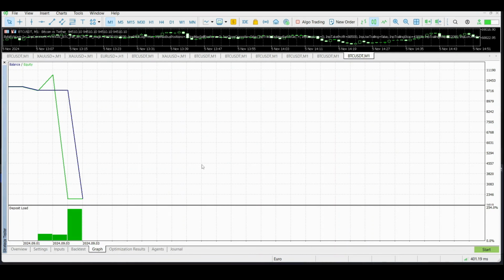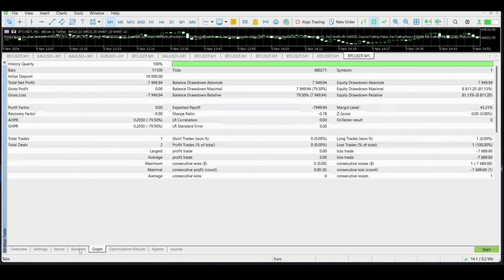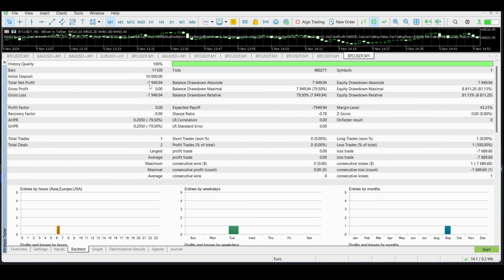And if you look at the chart, your account has just been wiped out. And if we go back to the backtest results, you'll see that you've lost almost 8,000 in a single trade, basically losing 80% of your account. So that is the danger of a curve-fitted strategy.